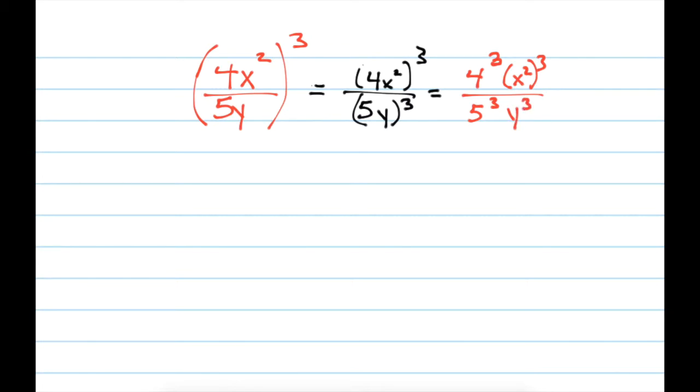Well, what's 4 to the third? 4 to the third is 64. What is x squared to the third? Well, remember when I have an exponent raised to an exponent, I multiply the exponents and get x to the sixth. On the bottom, the y cubed doesn't have anything to change with, so I do 5 to the third, which is 125.